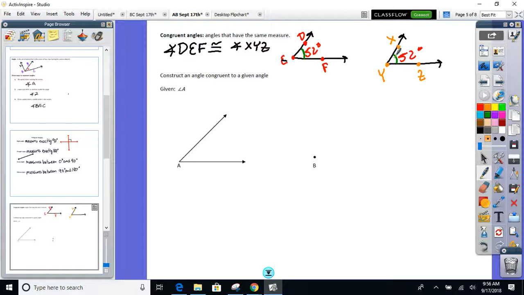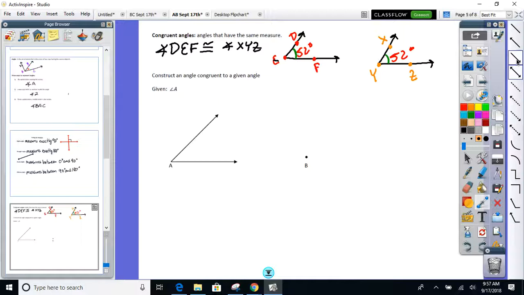All right, first step. I want you to go back to Friday when I showed you how to copy a segment. What was the very first step, even before we touched the compass? Because it's going to be the first step here. Oh, I don't want to call it a line anymore. What do I call it? We just make a ray. Here you go, guys. Take your straight edge. Make a ray where the endpoint is B.